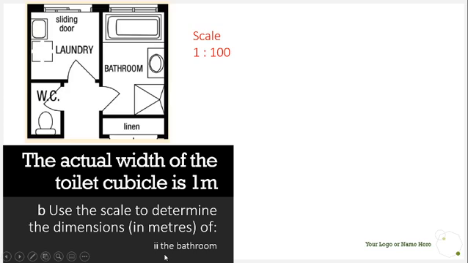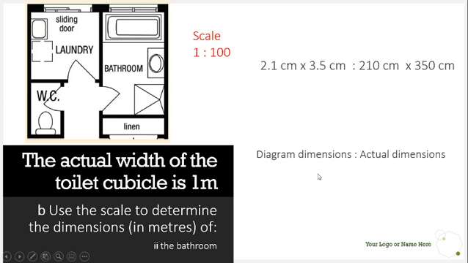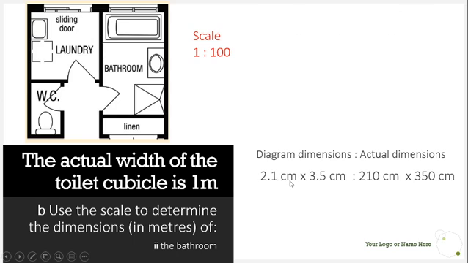Then it says do the same thing in the bathroom. Bearing in mind, our scale is 1 to 100. So what is our diagram dimension? It is 2.1, so we actually measure it, the bathroom, by 3.5. Then we multiply that by 100. So you've now got 210 centimeters by 350. We need to change that to meters. So it's 2.1 meters by 3.5 meters.